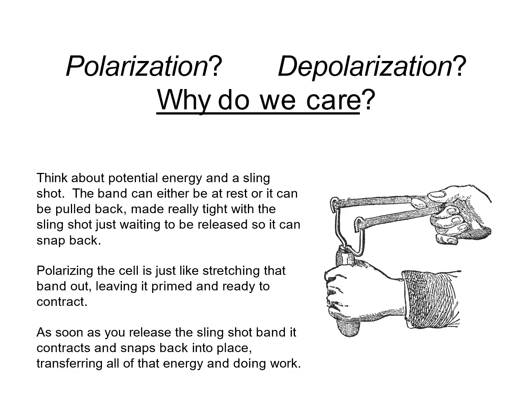Polarization, depolarization, and why do we care? Think about the potential energy in a slingshot. The band can either be at rest or it can be pulled back, made really tight, just waiting to be released so it can snap back. Polarizing the cell is just like stretching the band out, leaving it primed and ready to contract. As soon as you release the slingshot band, it contracts and snaps back into place, transferring all of that energy and doing work.